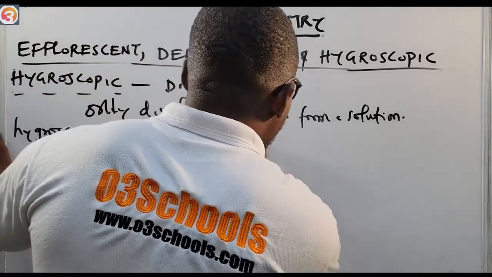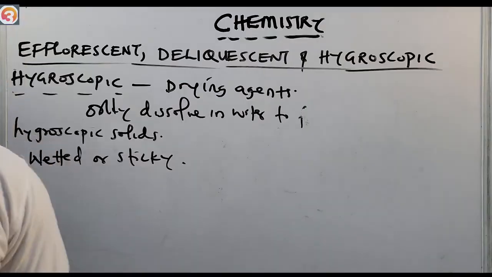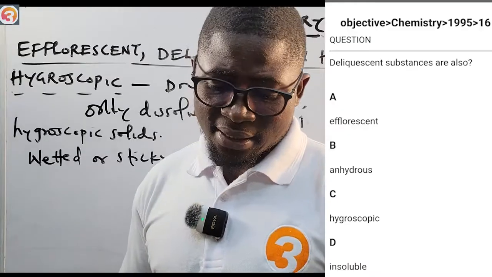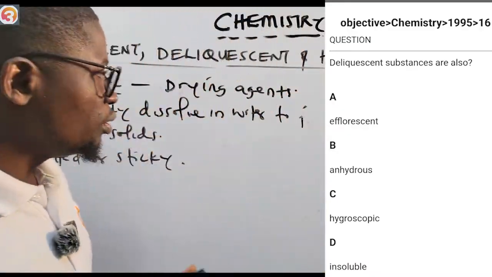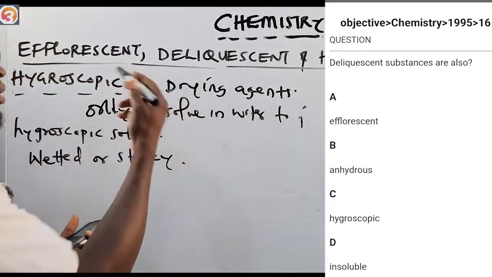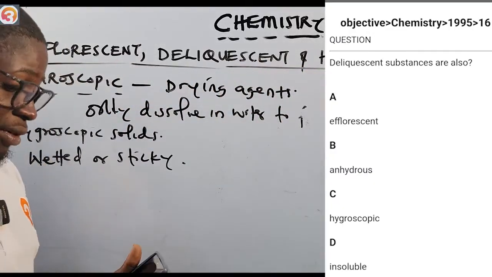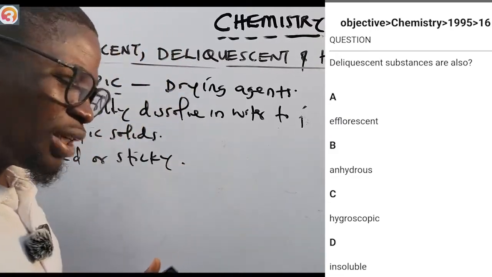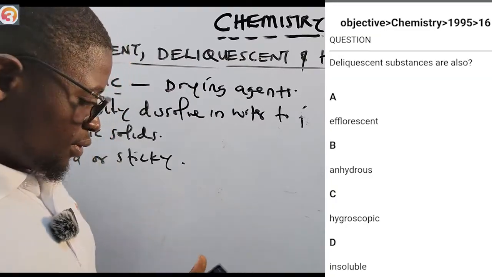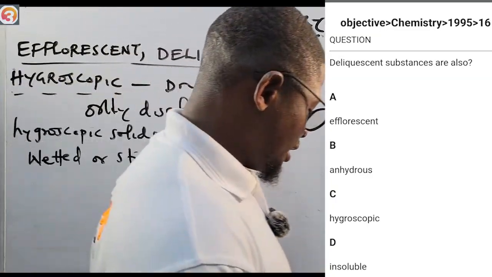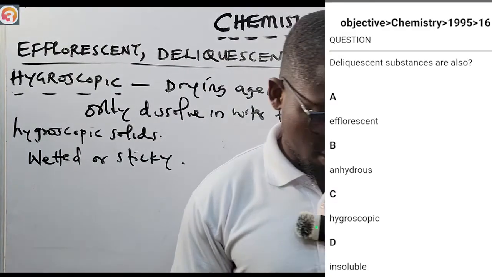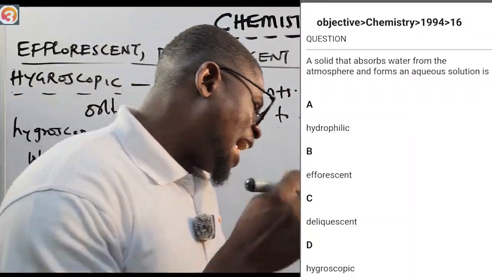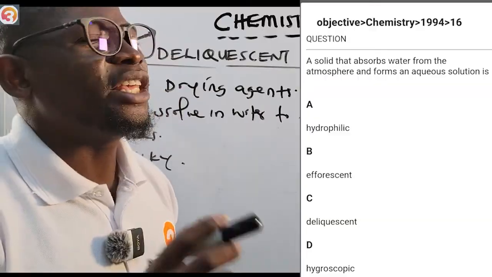So now let's go to the O3 School JAMB app and take some questions. Let's see some questions and we are done. In 1995, question number 16: deliquescent substances are also what? Hygroscopic. Just like deliquescent, they absorb moisture and dissolve in such moisture to form a solution. A, efflorescent; B, anhydrous; C, hygroscopic; D, insoluble. The correct answer is C, hygroscopic.